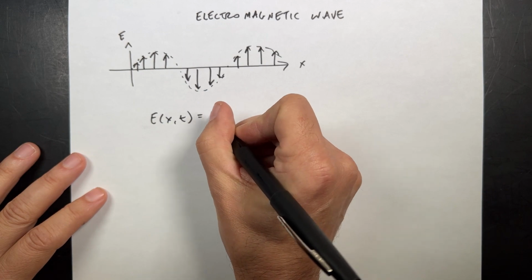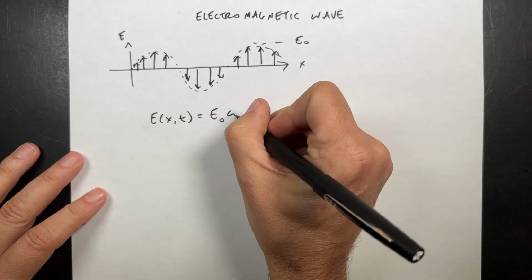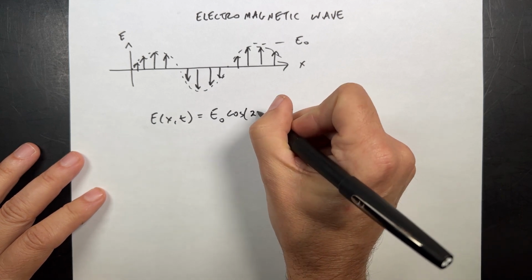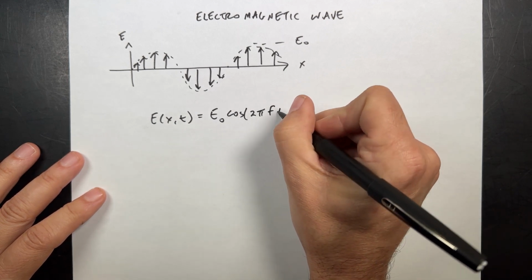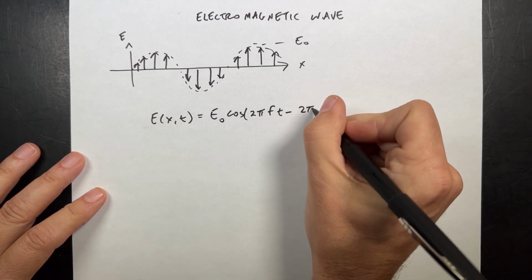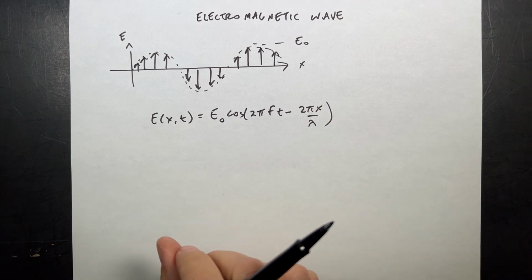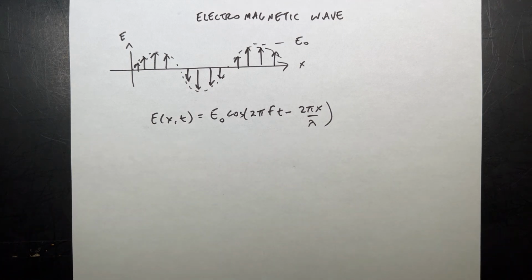It's going to be E0, the maximum electric field, times the cosine of 2 pi times the frequency times the time. That's going to be the time varying part. And then I have minus 2 pi x over lambda. That's the spatial part. So using both of those together, it will change in both time and space.